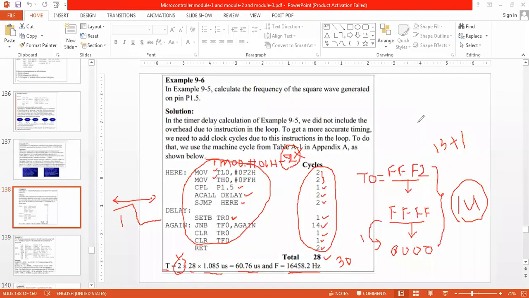Okay, see that. Up to this you understood how it is 14, correct? See, what is TF0? TF0 is always 0. So jump if no bit. Yes, it is no bit. So that is why we are jumping to again. Where is again? It is here only. So we are repeating here continuously, executing this instruction continuously.